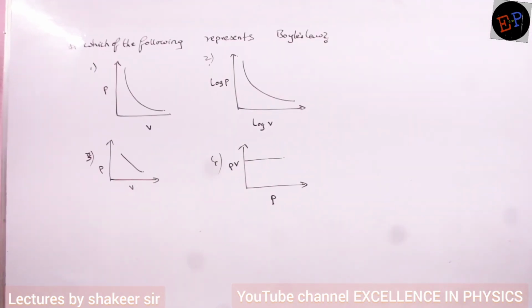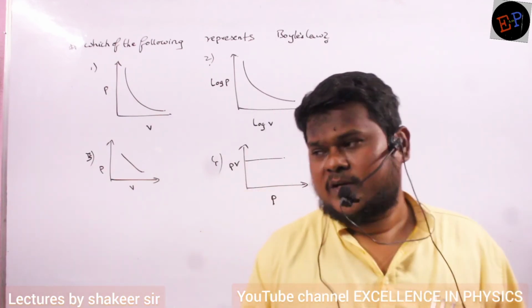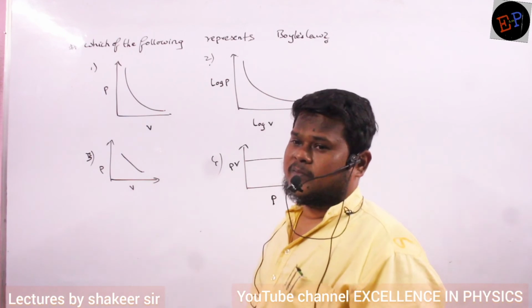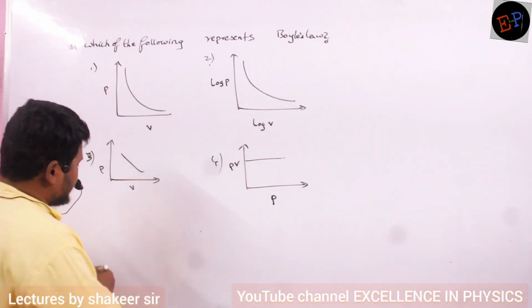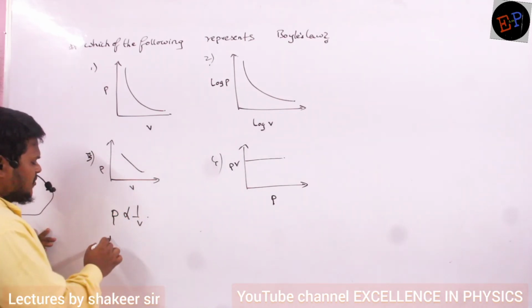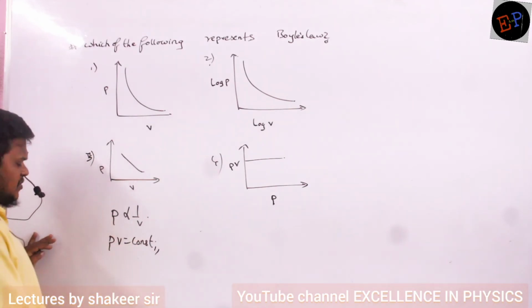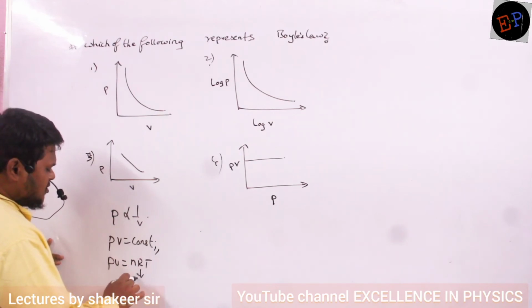So these are four graphs which are given. Out of these four graphs, we have to identify how many of the graphs represent Boyle's law and how many of them disagree with Boyle's law. Clear? What is Boyle's law? Basically, pressure is inversely proportional to volume. This is Boyle's law. Or I can write the product of P into V is a constant. And what is that constant? PV is equal to nRT. This is called constant K.